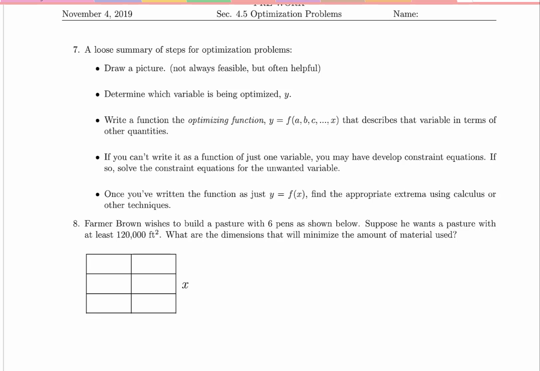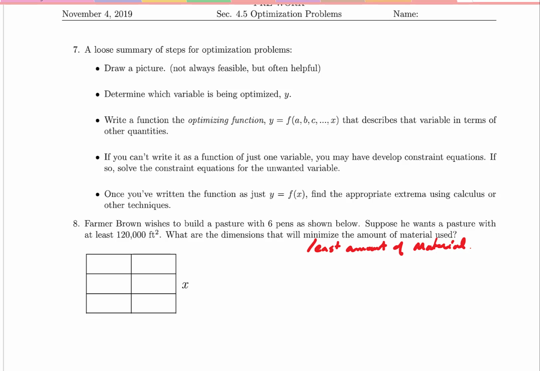Farmer Brown wants to build a pasture with 6 pens as shown below. Suppose he wants a pasture with at least 120,000 square feet. What are the dimensions that will minimize the amount of material used? Okay, so the first thing is, as we talked about in the last section, let's identify the superlative here. This is an optimization question, and another way of posing this question is that we want to find the least, there's the superlative, the least amount of material.